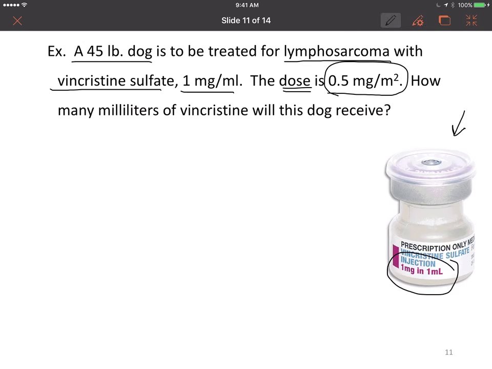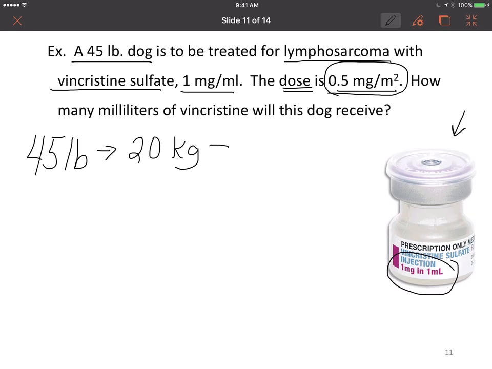And this is an example where the terms are used differently. It says dose is 0.5 mg per meter squared, but you can see that this is a rate. This is your dosage rate here. So the first thing we need to do is convert 45 pounds to kilograms, and I have done that, and it comes out to 20 kilograms.